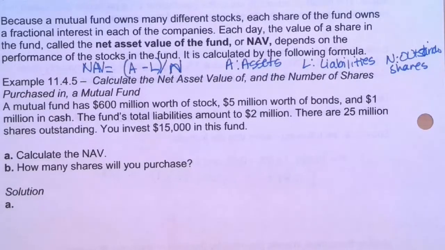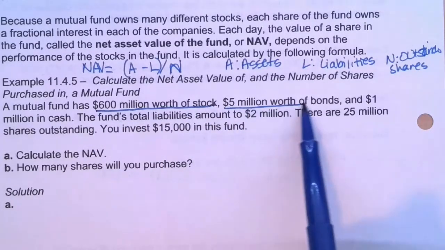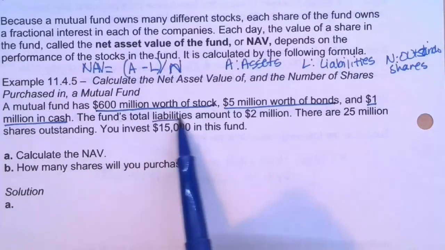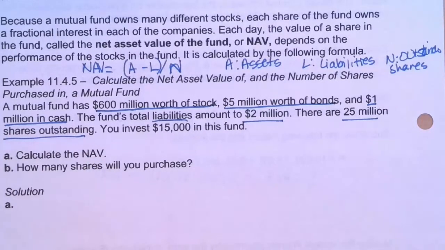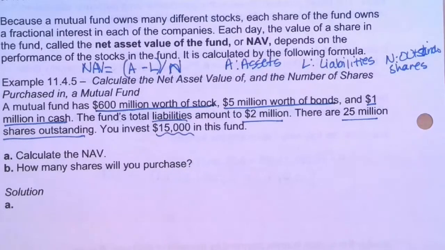Let's look at an example. So in example 11.4.5, we're going to calculate the net asset value, the NAV, and we're also going to figure out the number of shares purchased in a mutual fund. So let's do the NAV first. So here we have a mutual fund that has $600 million in stock, $5 million in bonds, $1 million in cash. Then we have the liabilities, about $2 million, and there are 25 million shares outstanding, and we invest $15,000. So there's just a lot going on here, but don't worry.